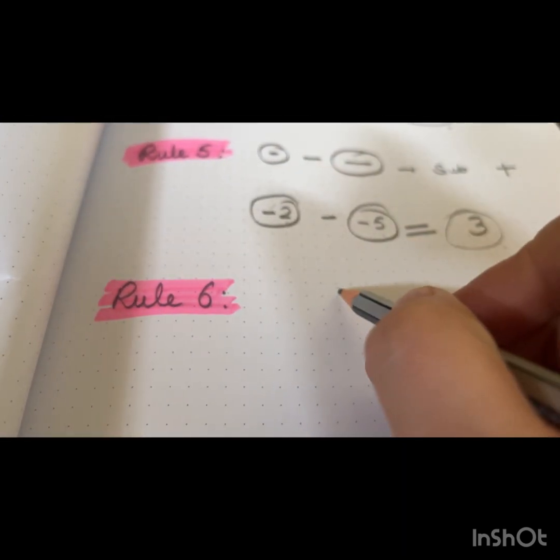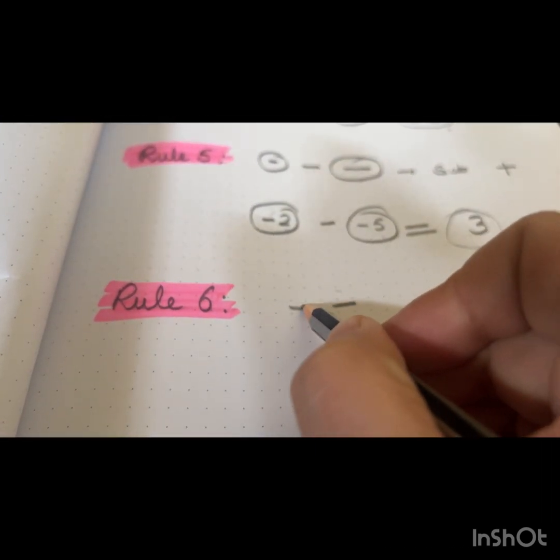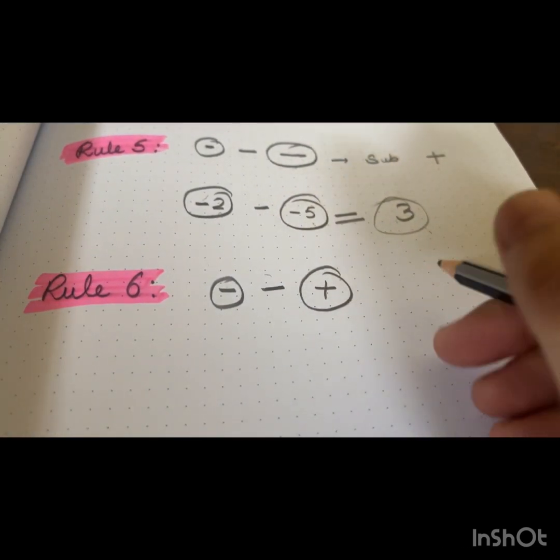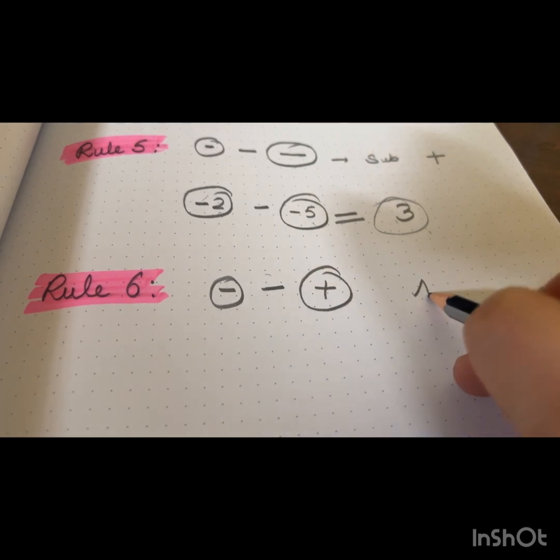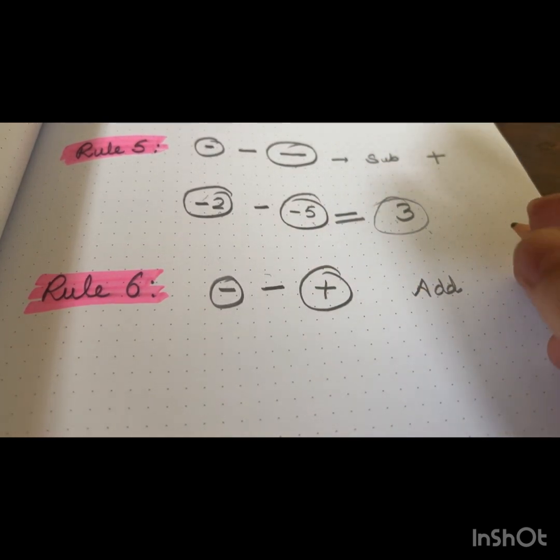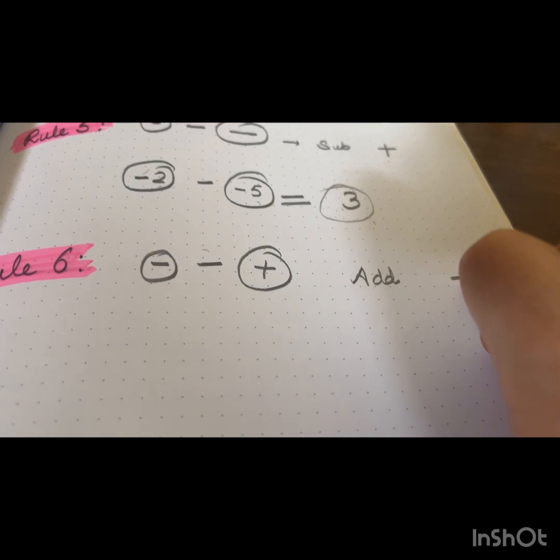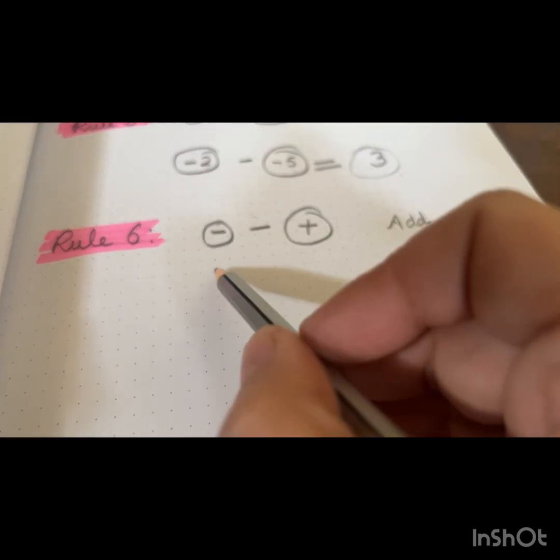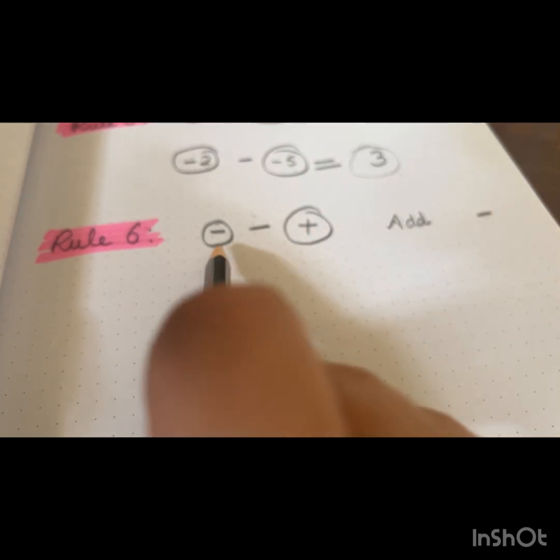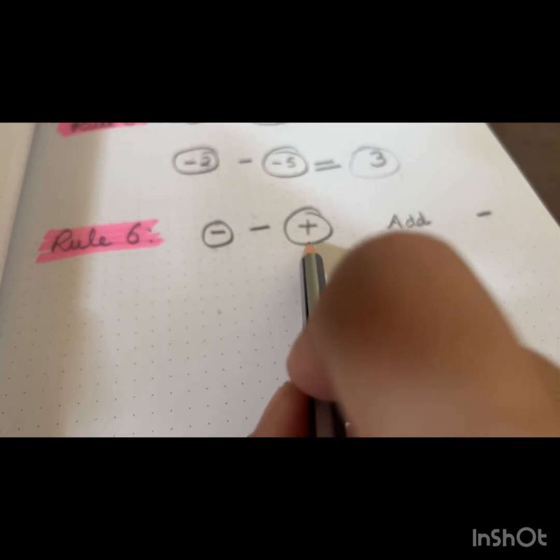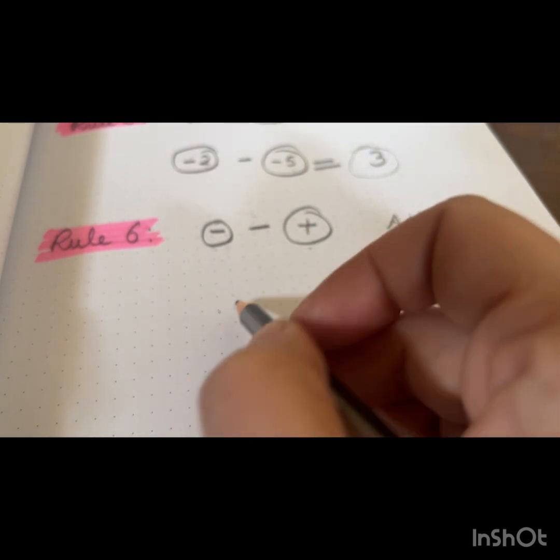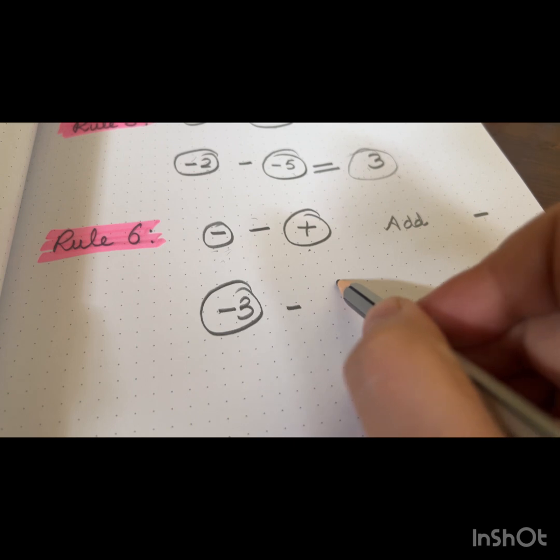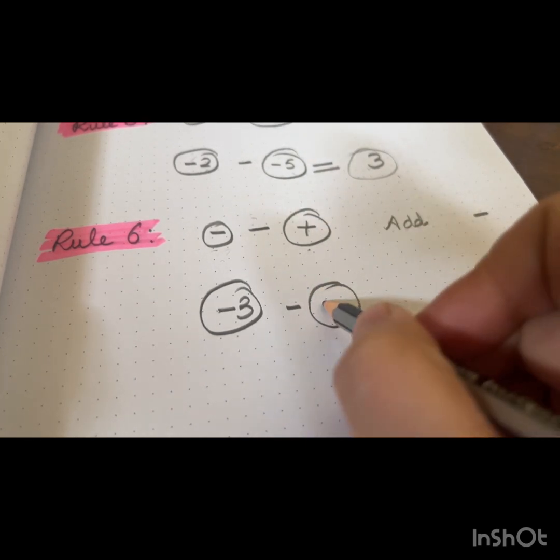Rule number 6 is if we are going to subtract a positive integer from a negative integer, we are going to add them, but the sign before the answer is a minus sign. So see here what we are going to do. We are going to take the first negative integer smaller and the positive integer a bigger number. So here I am taking -3 minus, let me take here a bigger positive integer 7.